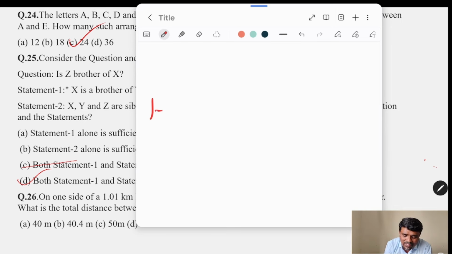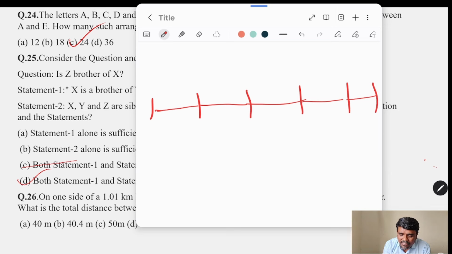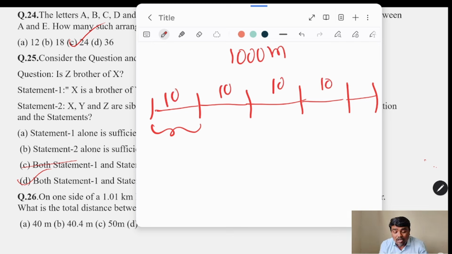Okay, fine. First of all, the total is 1.01, which is nothing but 1010 meters. That is the only difference; 10 meters extra is given. So just for understanding, I'm using 1000 meters, which is easy to understand. 1000 meters, 10 meters gap, 10 meters gap, 10 meters gap. How many trees can you put? Can you guess? 101, if it is 1000 meters. Yes, 10 meters gap.